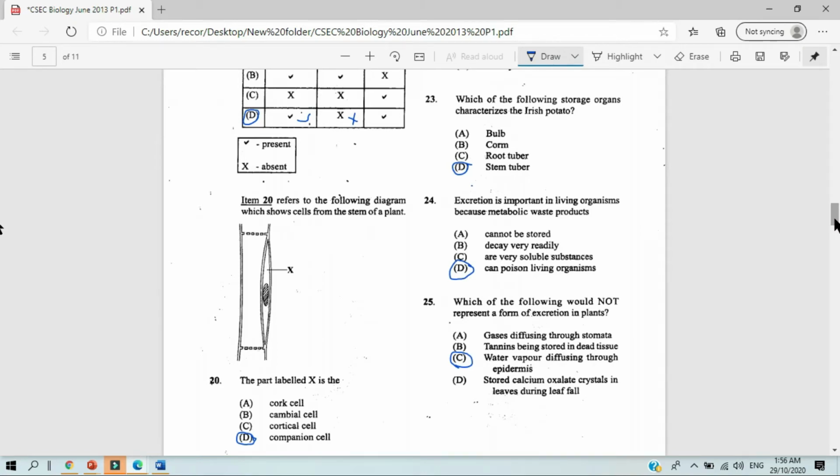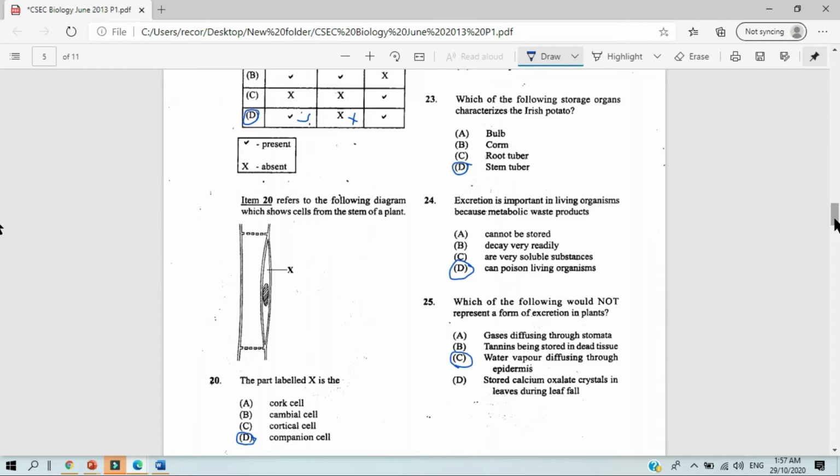Excretion is important in living organisms because metabolic waste products can poison living organisms, and we know that to be a fact. So we have to have excretion taking place, or else we could be harmed by the waste product if it's allowed to build up. So our answer for 24 is going to be D.